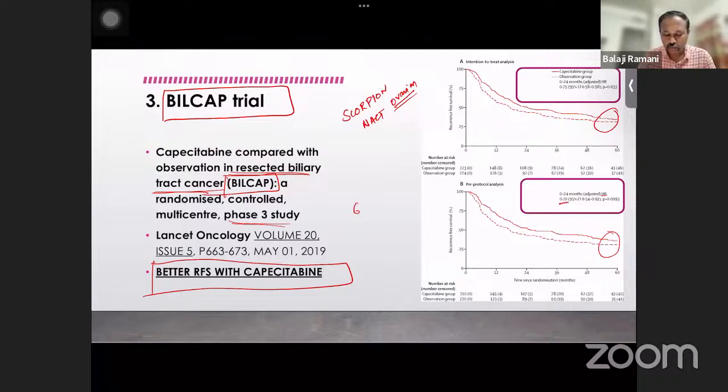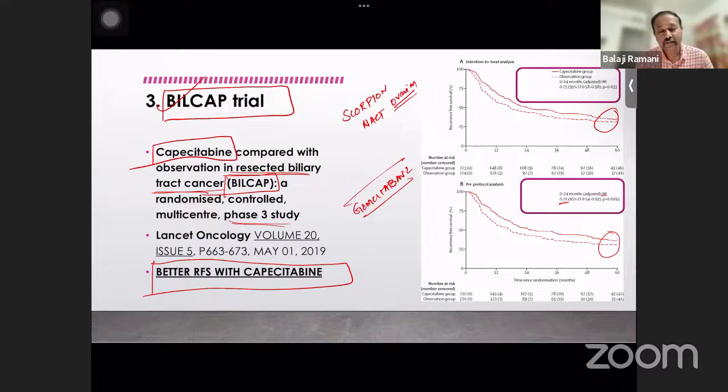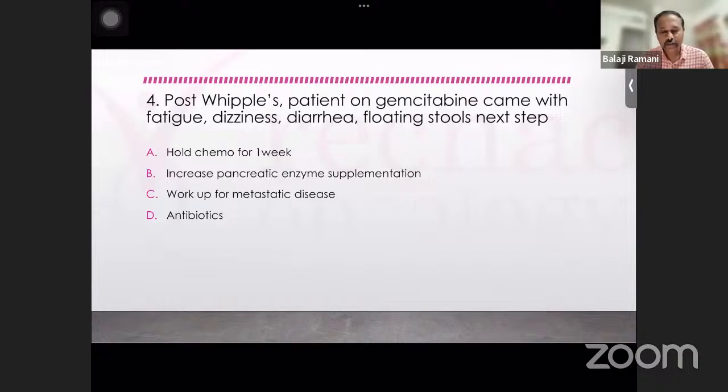Now there are people who will go for gemcitabine as well. So can we give gemcitabine? Yes, the answer is yes. But overall, patients prefer to go for capecitabine, because the proof of the phase 3 trial data is for using capecitabine, based on the BILCAP trial that we have here.